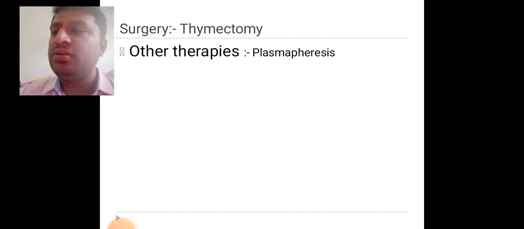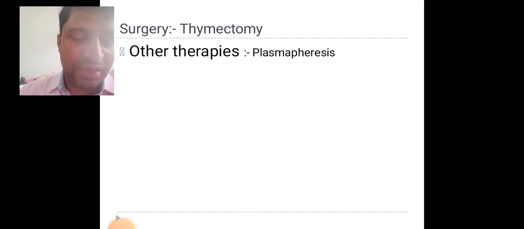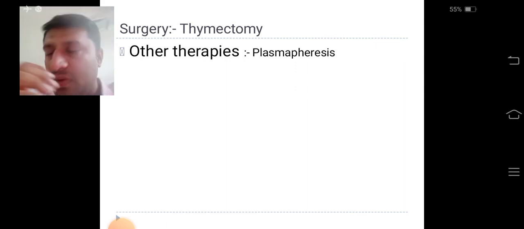Corticosteroid therapy, especially prednisolone, is used to suppress the immune response. Drugs such as azathioprine and cyclophosphamide are also used for immunosuppression. When the patient is not getting relief from drug therapy, we will go for surgical therapy.